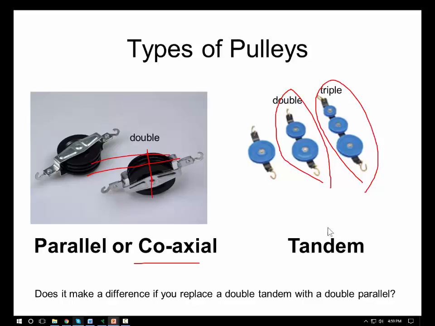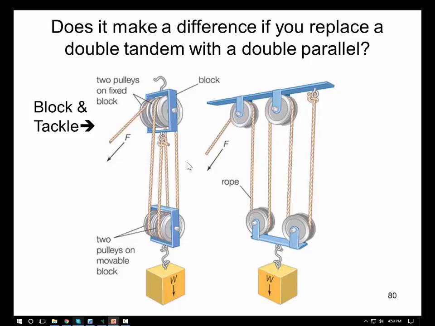And the question is, does it make a difference if we use doubled up in parallel or in tandem? And it turns out it's the same thing. So here's an example of a doubled up situation and a tandem situation. And it turns out if you analyze the physics of the situation, the two situations are identical.